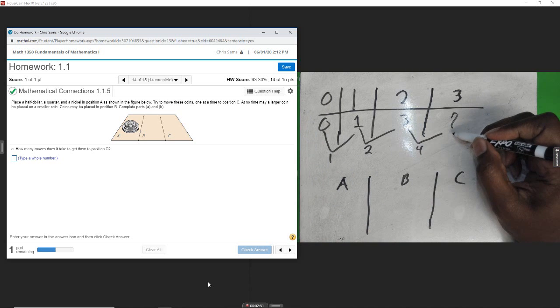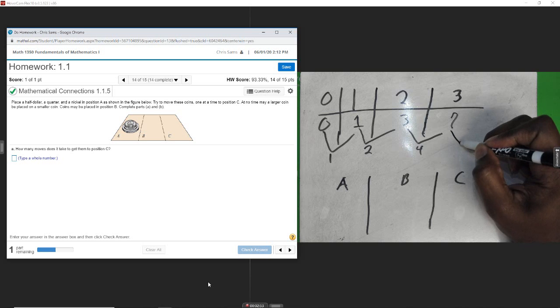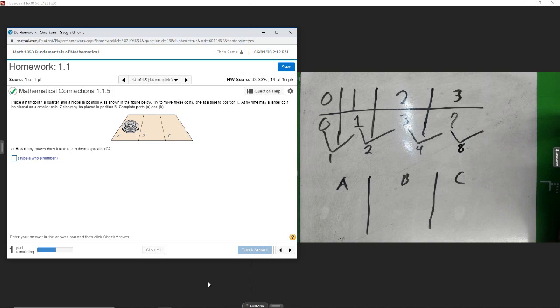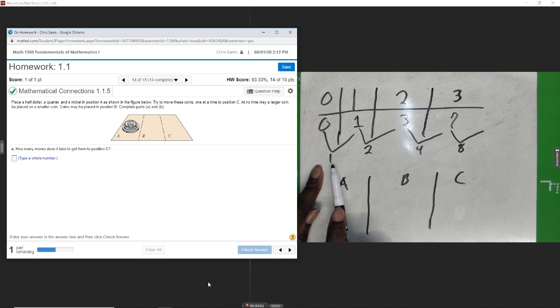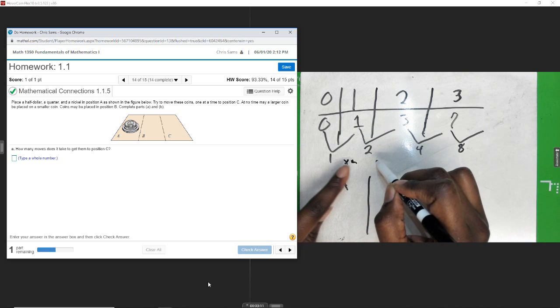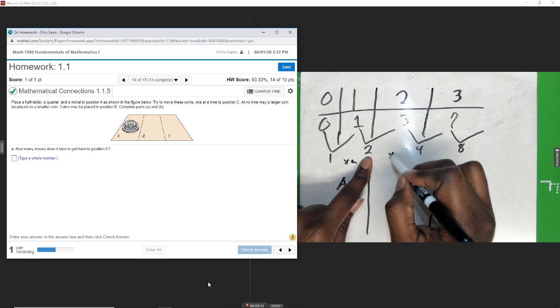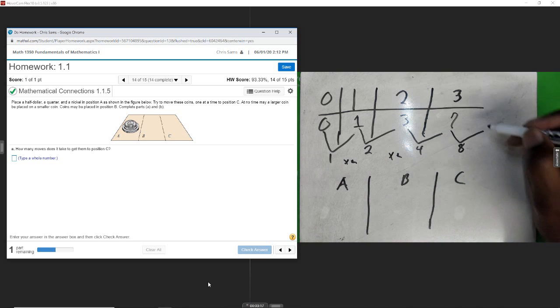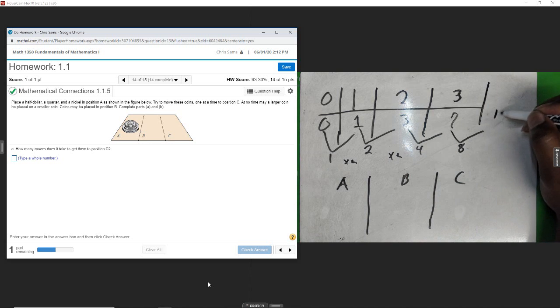The next one would be 8. What's happening is this number is being doubled. Take this times 2, you get 1 times 2, you get 2. 2, multiply that by 2, you get 4. 4, multiply that by 2, you get 8. And so the next time it would take us 15 moves. And we can keep going.